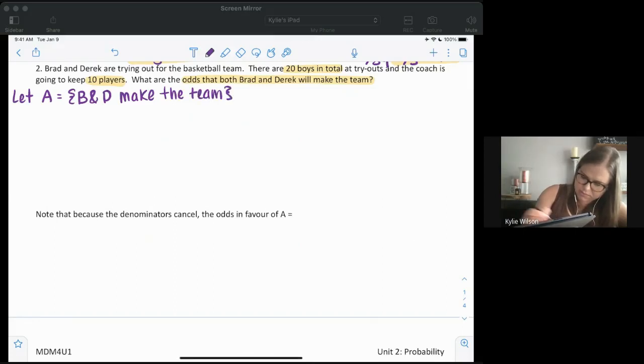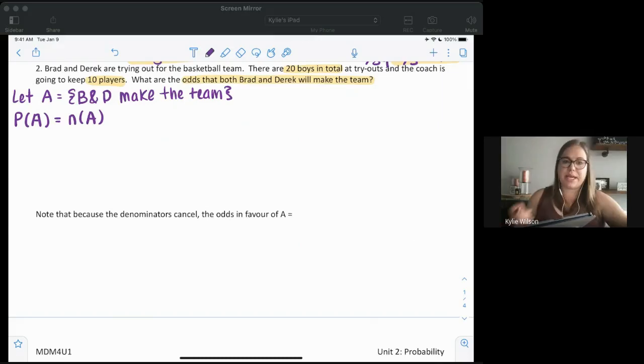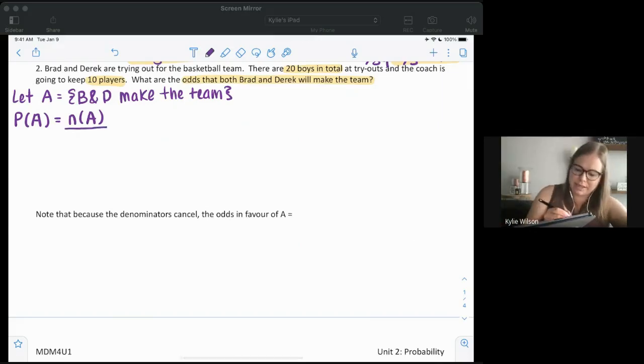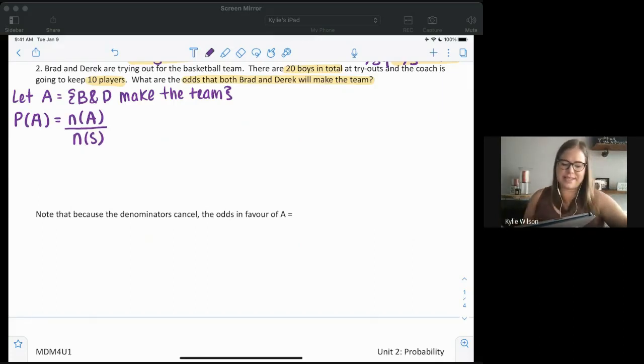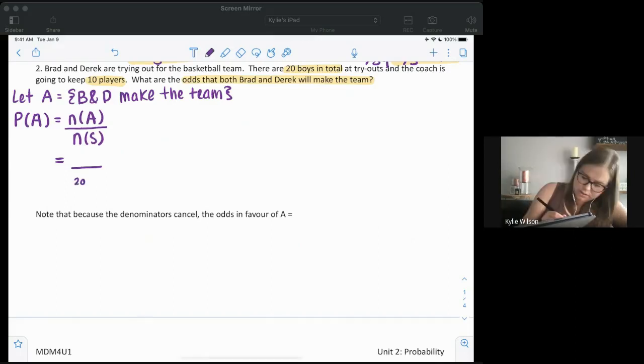So let's find the probability of this happening. Our probability of event A is equal to the number of ways A can happen, so the number of ways they could both be on this team, divided by my total number of ways that the team could be chosen. For our total number of ways the team could be chosen, the coach has 20 athletes in total and is going to choose 10 of them.